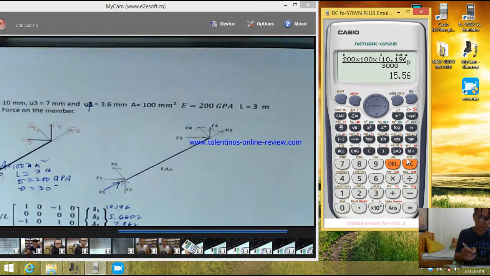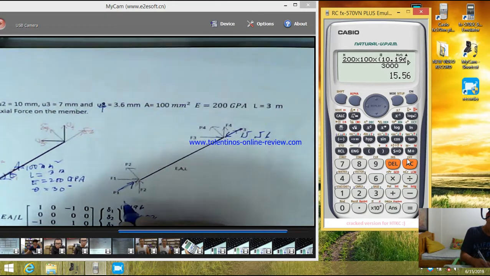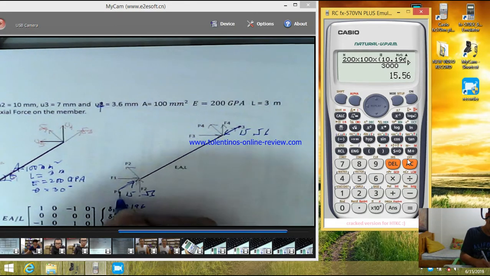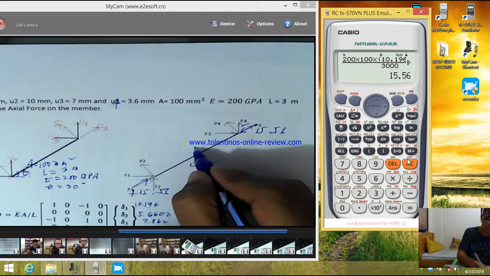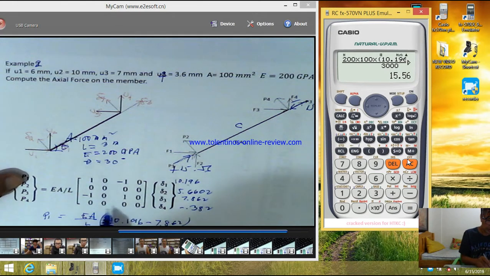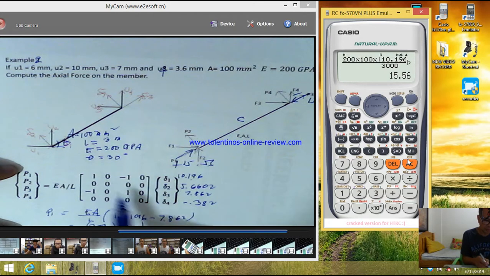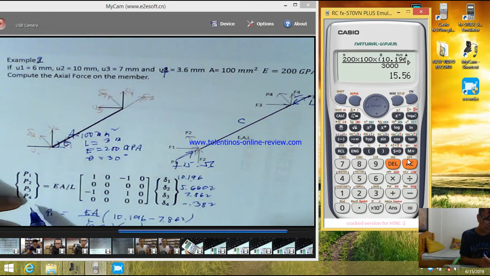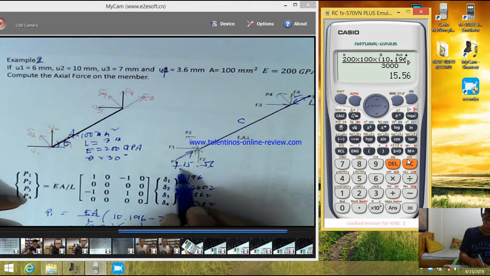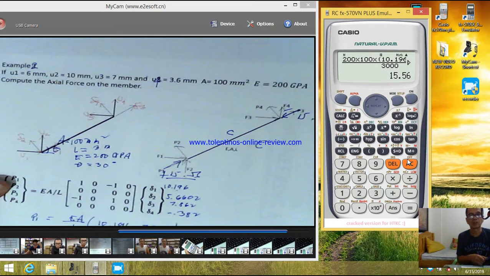Ibig sabihin, ganito to. Yan. 15.56. So, 15.56. That is positive, that is negative. So therefore, it is in compression. Notice na bali wala na yung P2 mo at saka P4 kasi ito, 0, 0 yung element na yan ng row. So ibig sabihin, wala kang P2 saka P4, 0, 0 yun. So our actual force is 15.56 kilonewton and in compression. Okay, so that's it.